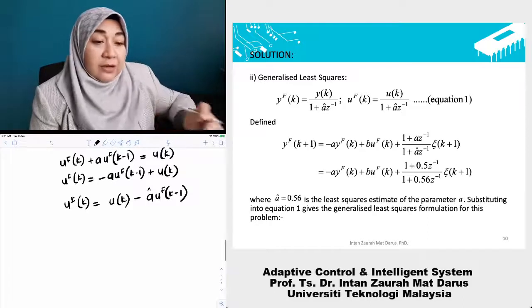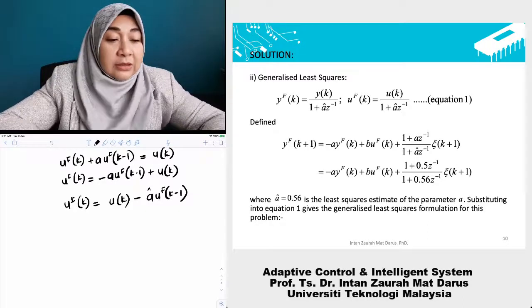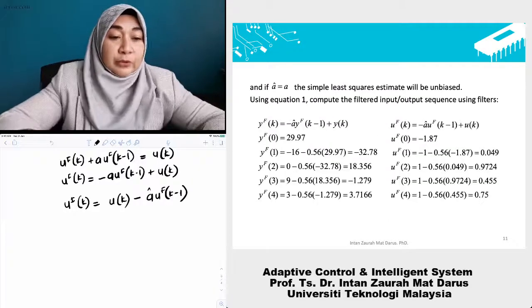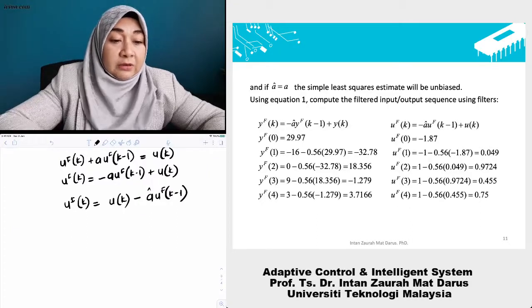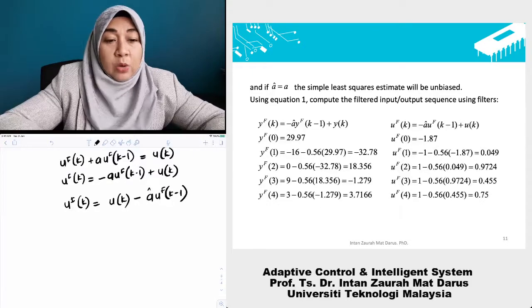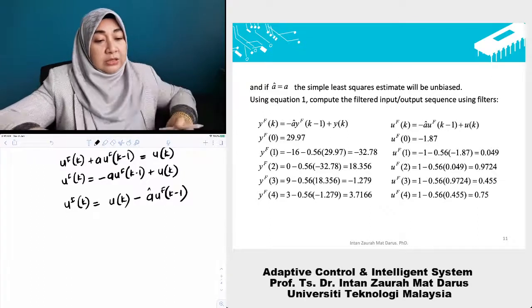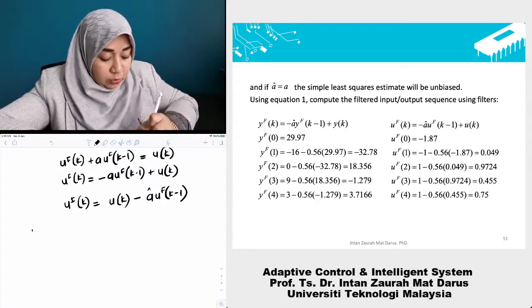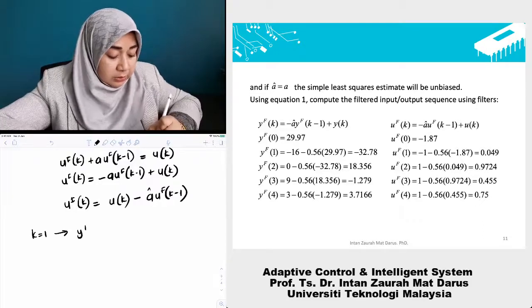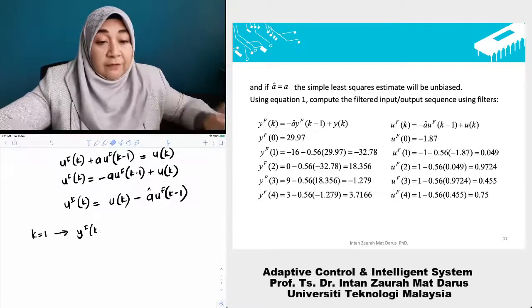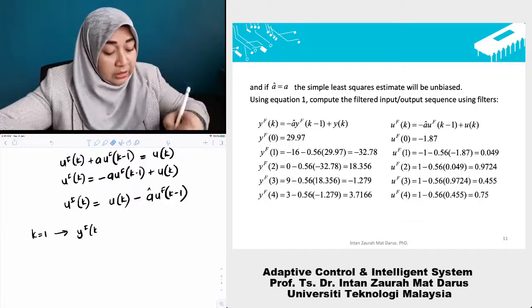Okay, so let's put all the values into the filtered data. You will see later on, I put the value in the previous filtered data. So this is how it is. Since for this problem Y filtered 0 is already given, which is 29.97, I'm just going to use that value for the first one when K equals 1. Of course, you have to start with K equals 1, right?